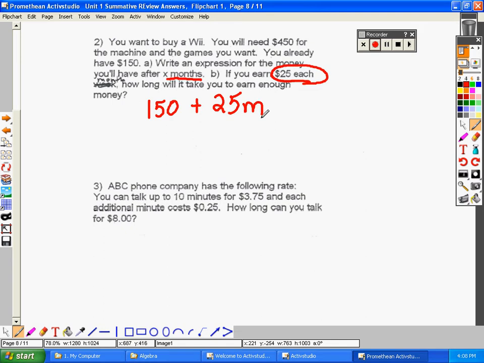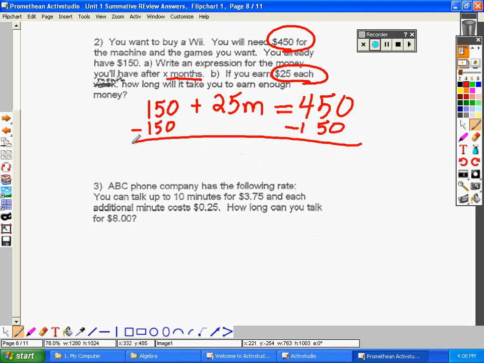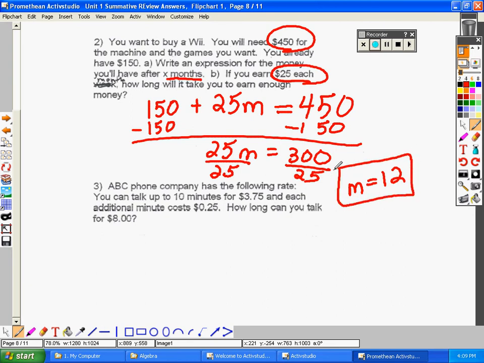Right? Next question, how long will it take you to earn enough money for that Wii? Well, the Wii costs $450. So now you want this particular amount to equal $450. So we're going to subtract 150. You get 25M is equal to 300. And last, you're going to divide by 25. M equals 300 divided by 25 would be 12.